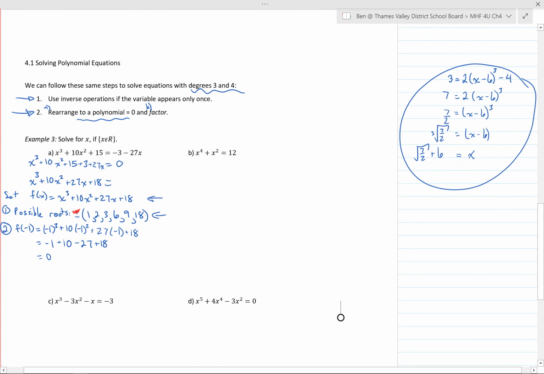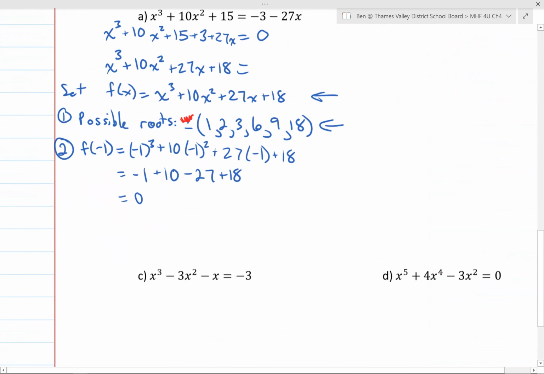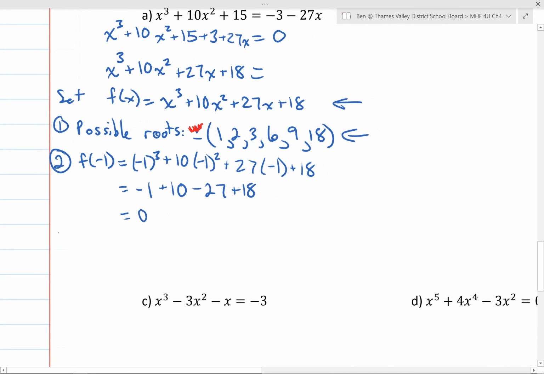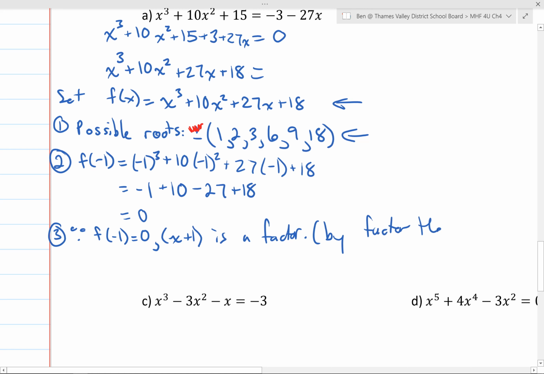Okay, if that equals 0, we'll put together our conclusion here. Since f at -1 equals 0, x plus 1 is a factor. Awesome. So if x plus 1 is a factor, and that's by the factor theorem, then we can work forward.